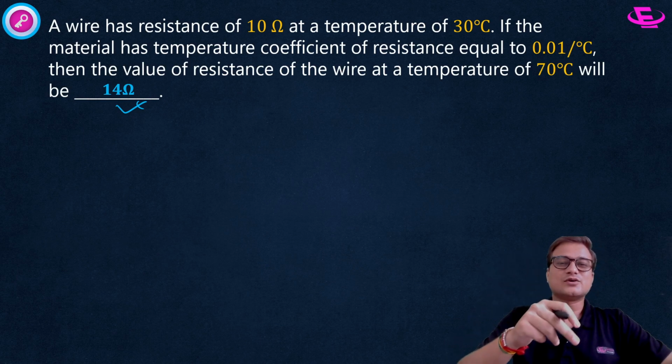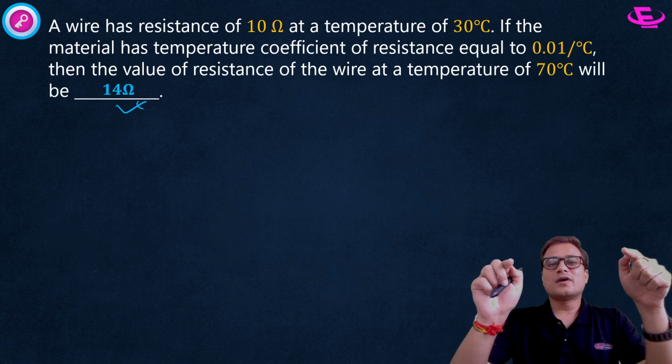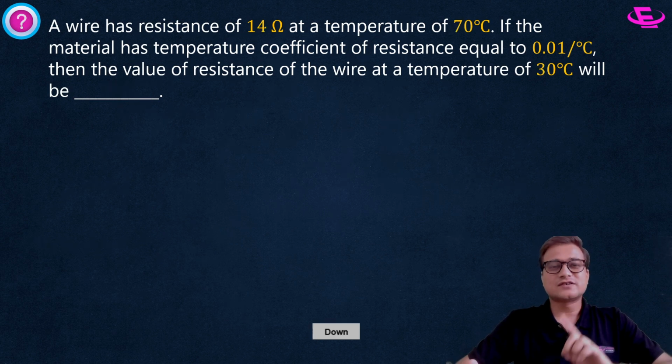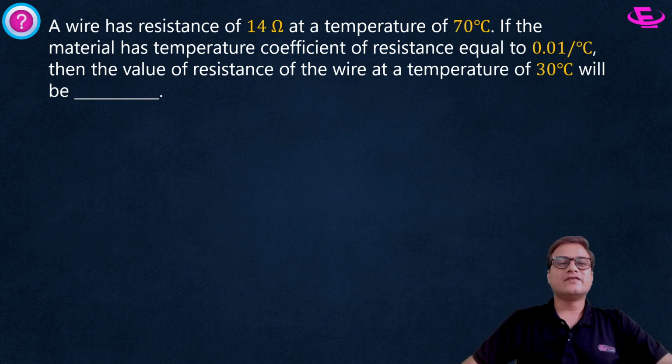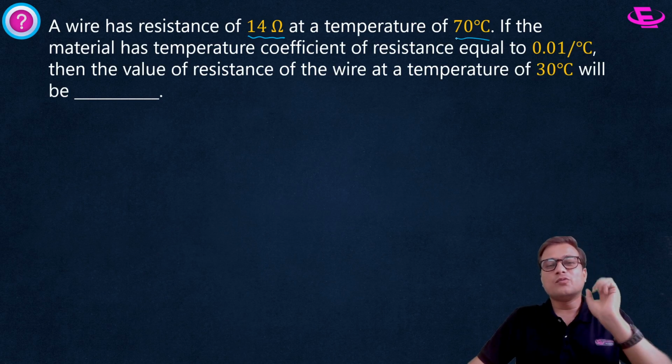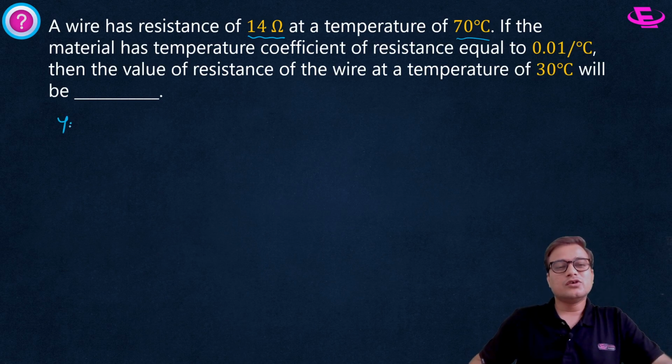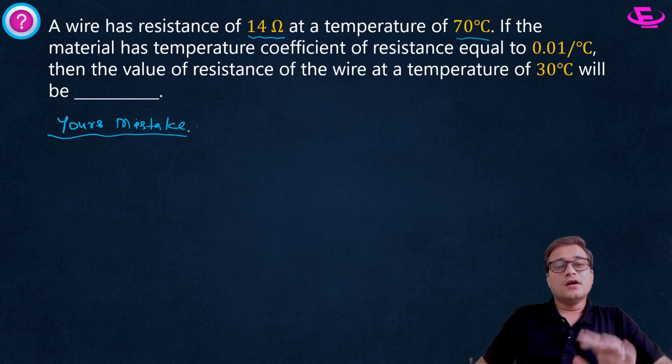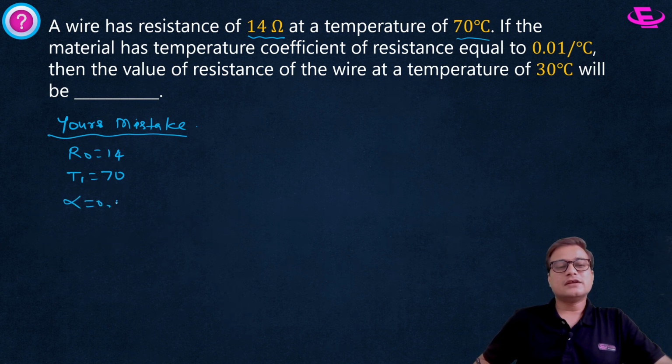Now move to the next question, and here I will show where you people make the mistake. Just focus on this question. It is given that the wire has a resistance of 14 ohm at a temperature of 70 degrees Celsius. I am telling you your mistake. You will write R naught equal to 14. Next you will write T1 equal to 70. Next you will write alpha equal to 0.01.